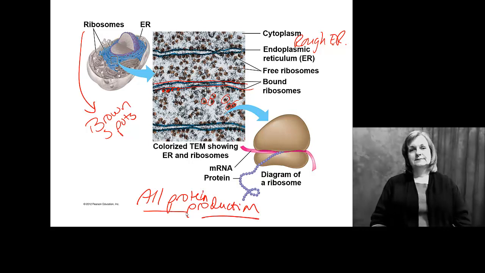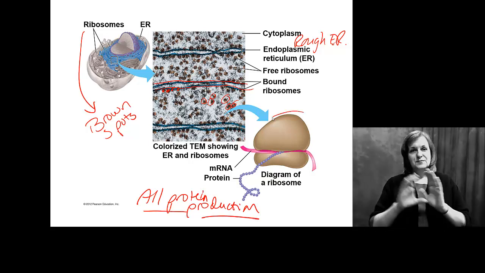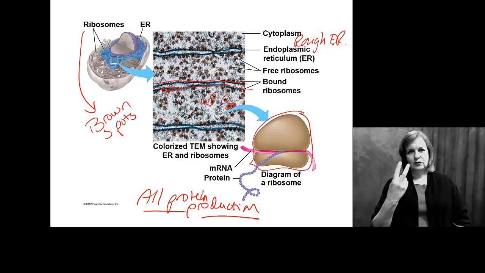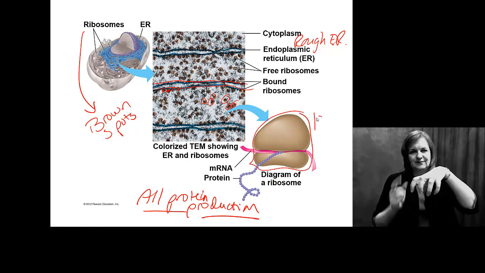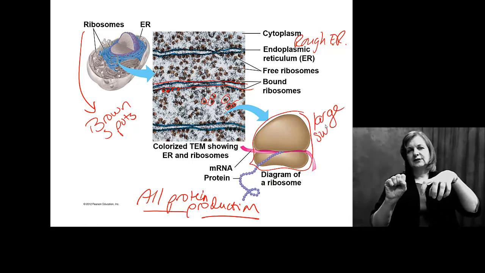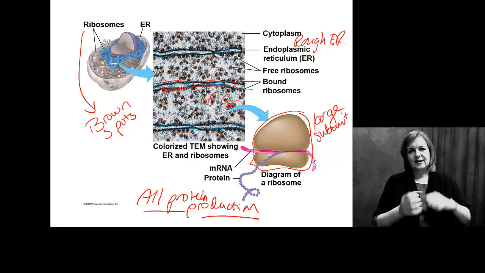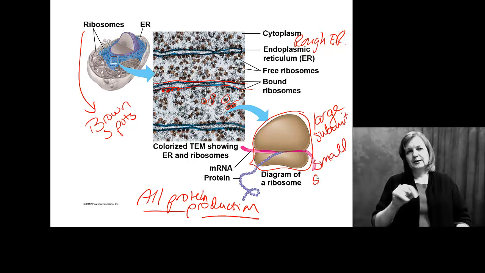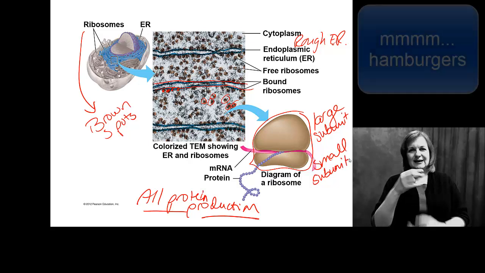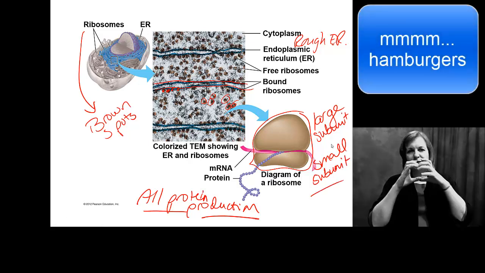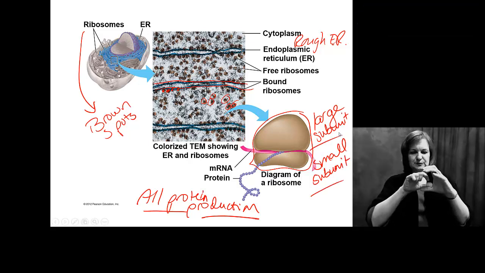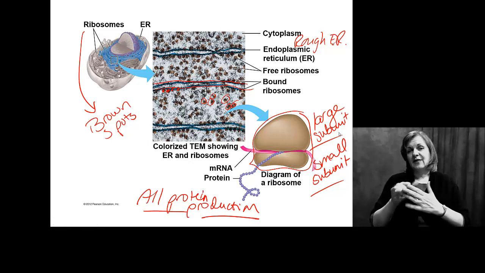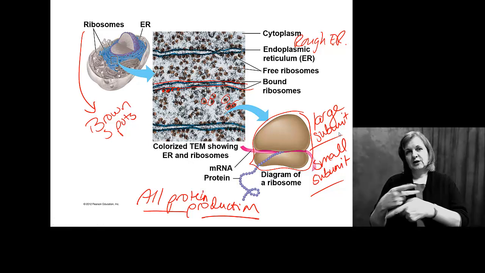Okay? So this is the diagram of a ribosome. It has two parts, the large subunit and the small subunit. I think it looks like a hamburger bun. When we talk about protein production later on, this will be very, very important for us to think about.